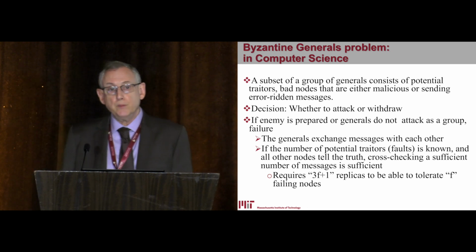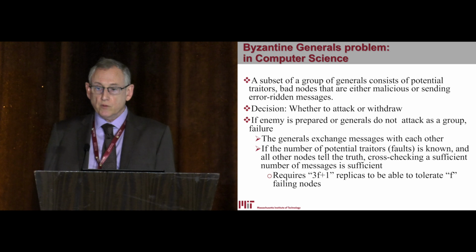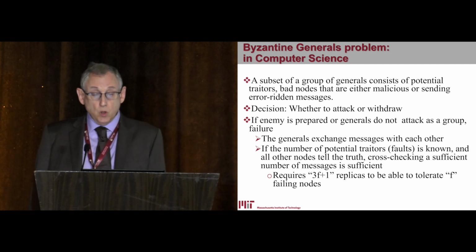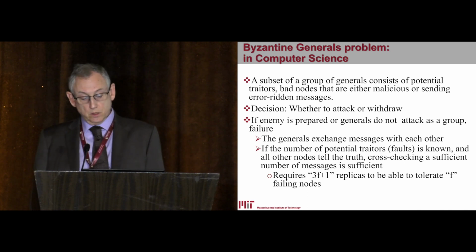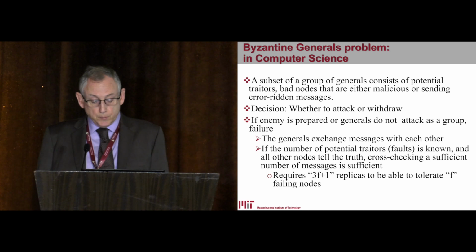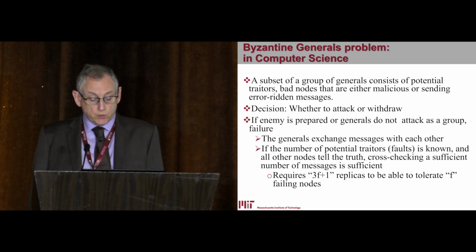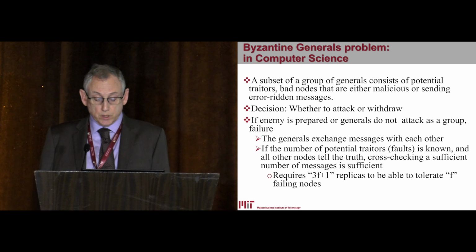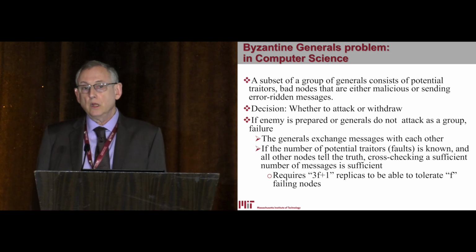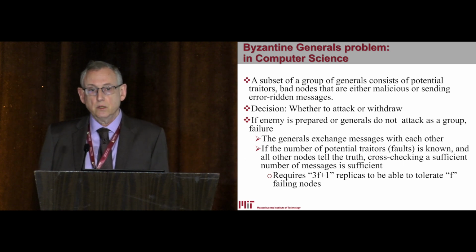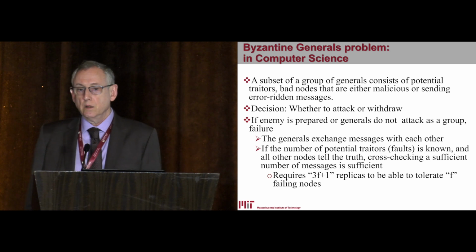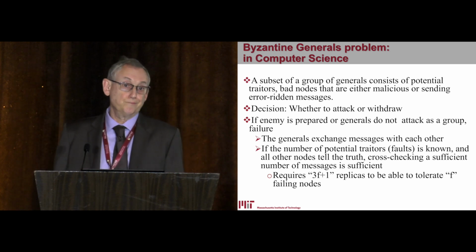So these generals exchange messages with each other, and if the number of potential traitors or faults is known, and all the other nodes tell the truth, then cross-checking a sufficient number of messages is sufficient to get to the truthful outcome. Roughly speaking, this requires 3F plus 1 replicas to be able to tolerate F failing nodes. So the premise in computer science, ironically, is that most people are honest, trustworthy, on these so-called trustless systems.